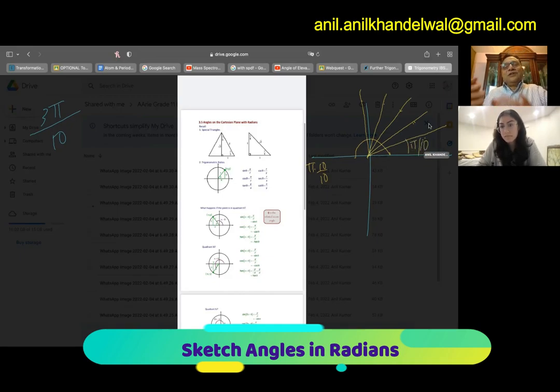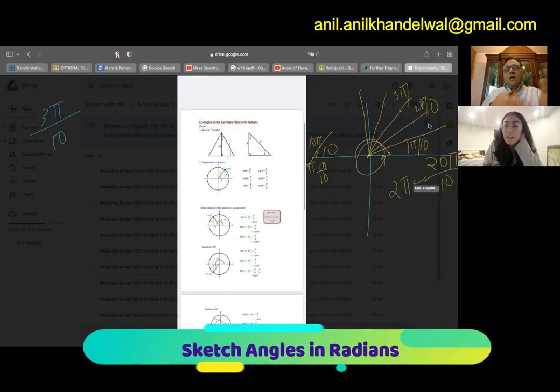It's so easy. So pi by 10, 2 pi by 10, 3 pi by 10, anything you can get very easily. You get the idea. So ultimately, this will be 10 pi by 10, right? And this will be 20 pi by 10, one full circle of 2 pi. Do you see how easy it is to work with radians? You don't need a protractor now. Nobody's going to buy it, right?